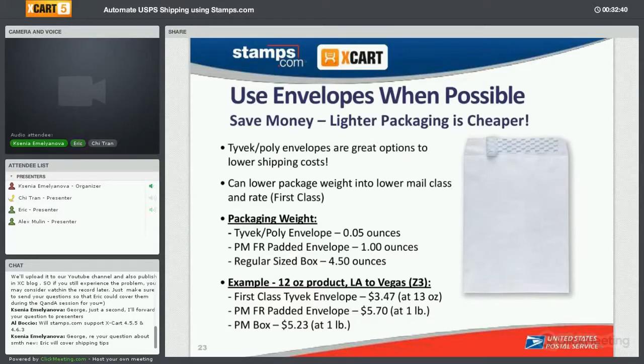Had we put that item in a box, we would have been at the 1 pound rate, and we would have had to ship it at priority mail. You can see the price difference here. $3.47 for a first-class mail using the Tyvek. If we did a padded envelope, it would be $5.70. Or if we did a regular priority mail box, which is 1 pound, it's $5.23. So the savings is really, really big. And so whenever you can use envelopes, certainly we suggest using them.